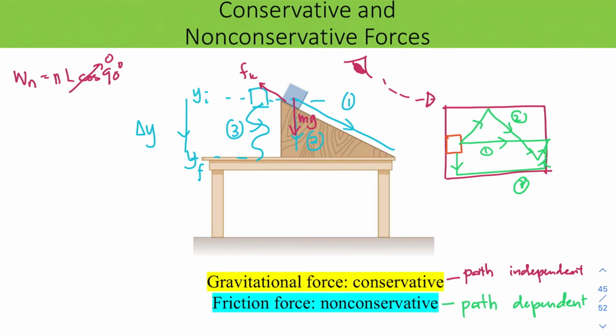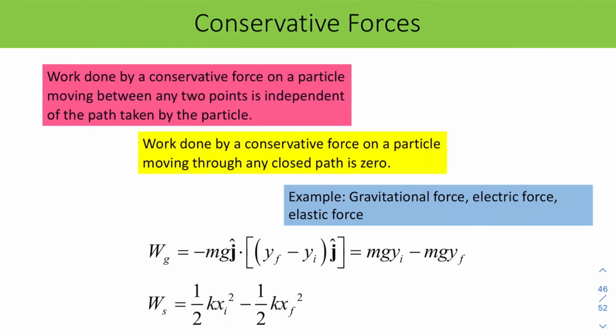For sure, imagine you are pushing this block along three different paths. The amount of work done on the block by the friction force is different. It depends on the path taken by the block. So this kind of force, whose work done depends on the path taken, is known as a non-conservative force. So we can conclude that work done by a conservative force on a particle moving between any 2 points is independent of the path taken by the particle. Work done by a conservative force on a particle moving through any closed path is 0.